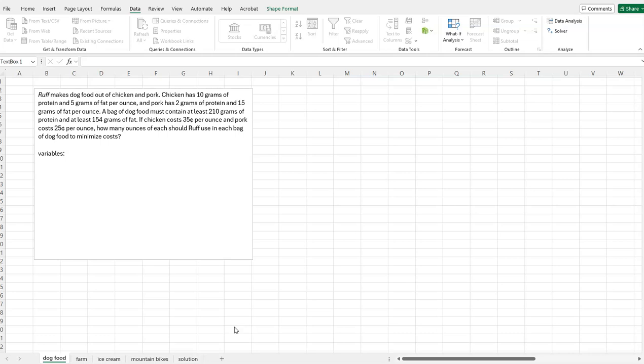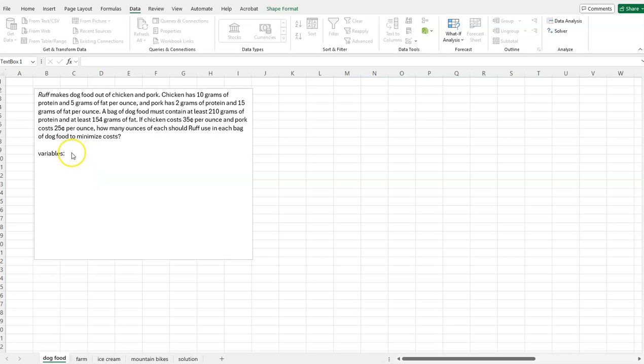So here we have this dog food problem where Ruff makes dog food out of chicken and pork. Chicken has so much protein and fat, numbers specified there, and pork also has protein and fat. And then a bag of dog food must contain so much protein and so much fat. Then we have the cost of chicken and pork, and how many ounces of each should Ruff use in each bag of dog food to minimize costs. So we have here what is sometimes called a product mix problem.